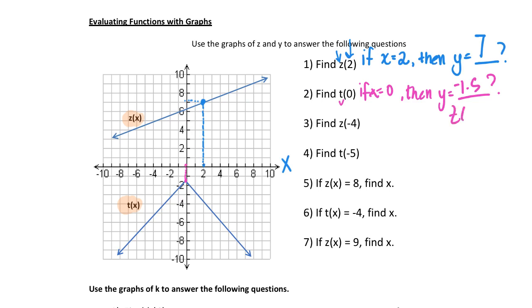So we would say t of 0 equals negative 1.5. Next one, we're going back to z. Z of negative 4. Remember that inside there is your x value. So go to negative 4, toggle up.